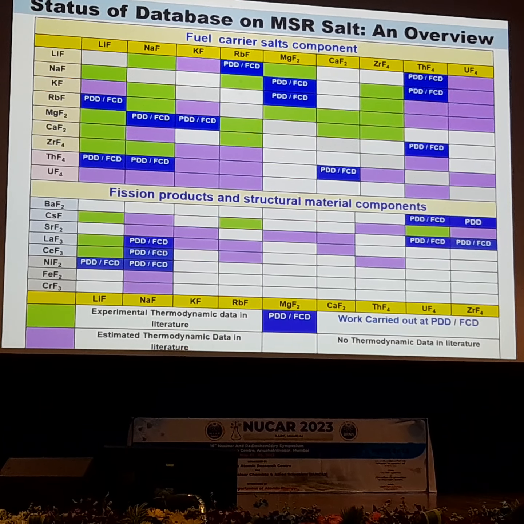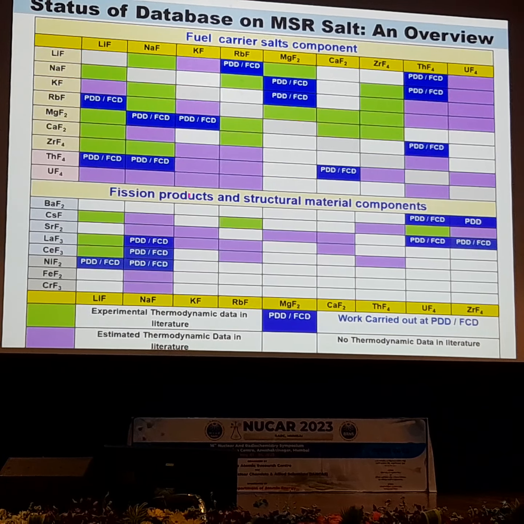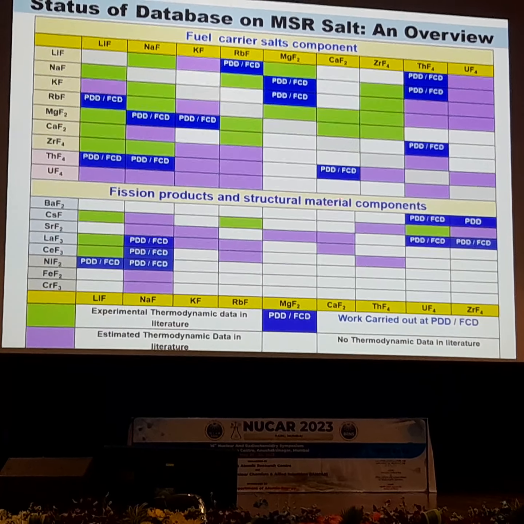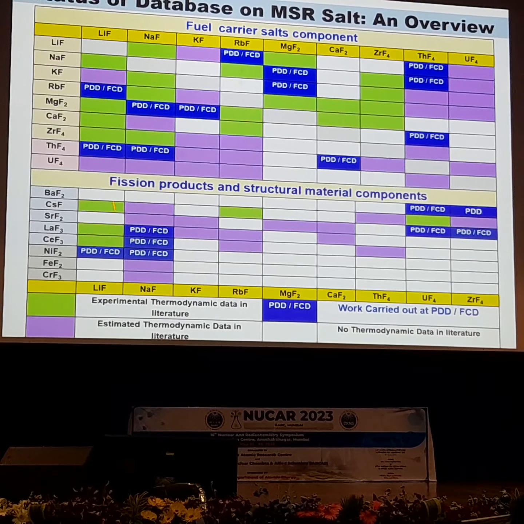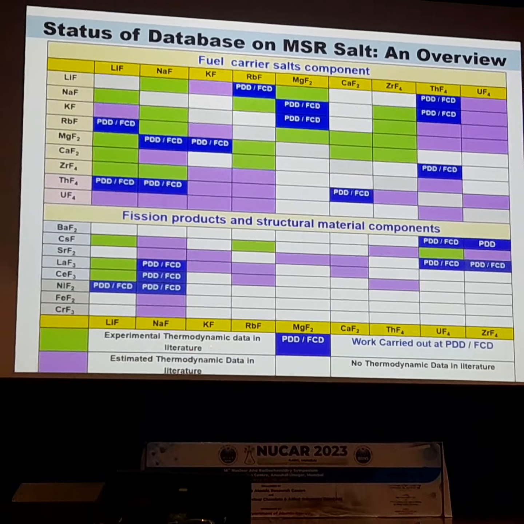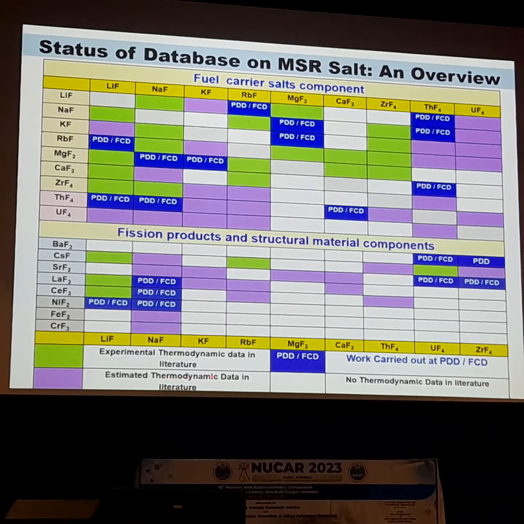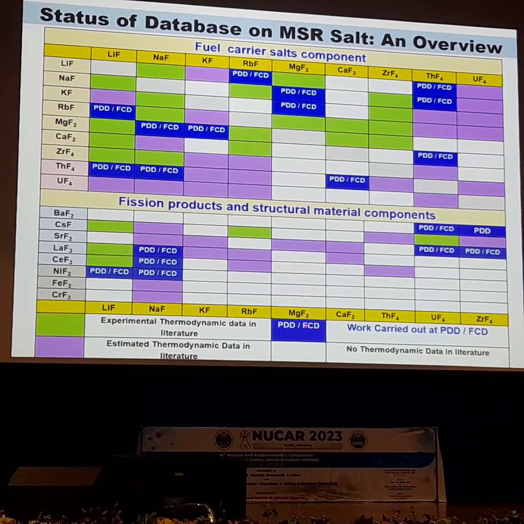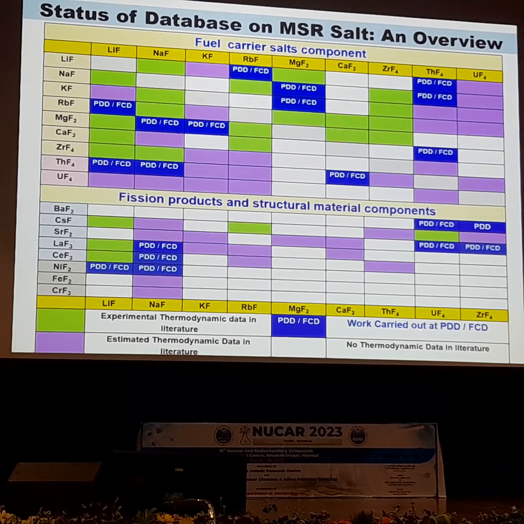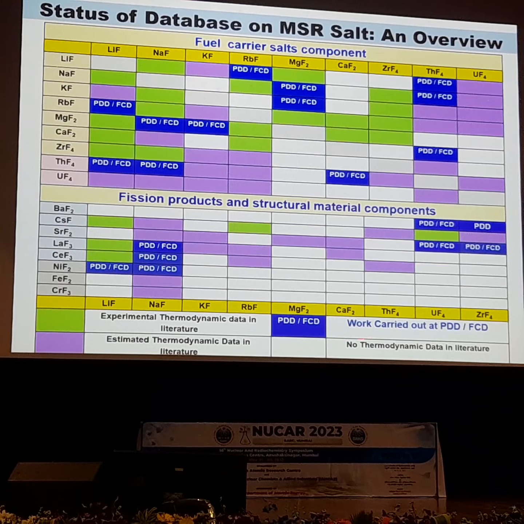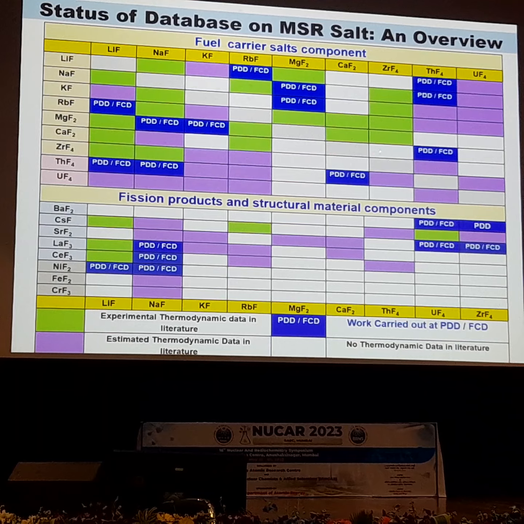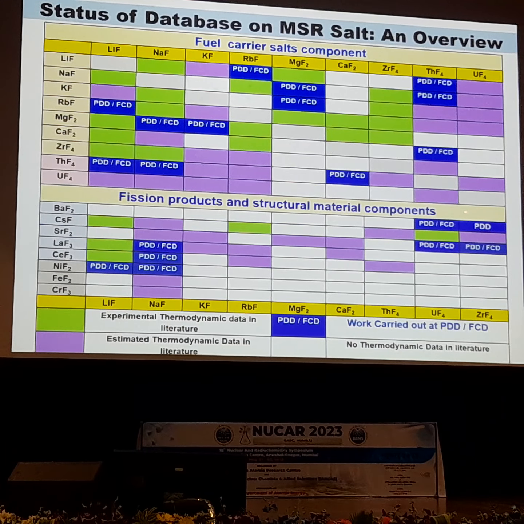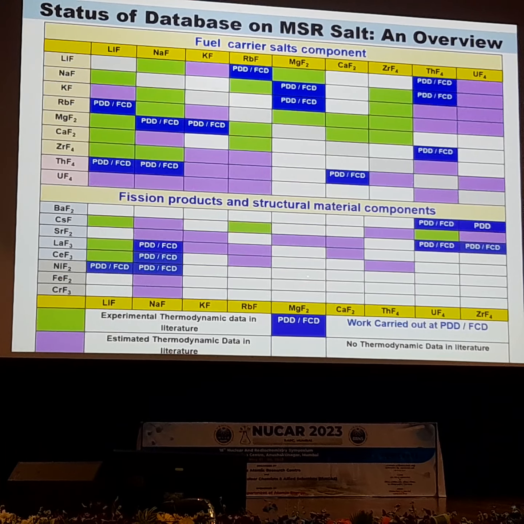So this is the status of the database in molten salt reactor as an overview. In this table, fuel carrier salts and fission products, structural material components and their mixtures, how we have studied. This green block is basically experimental thermodynamic data in the literature, and this violet is estimated thermodynamic data in the literature. This blue is basically the work carried out in PDD, FCD and RCNI group, and this white is no thermodynamic data in the literature. So if you can see, there are so many white blocks. Before going to the successful operation of molten salt reactor, these blocks should be filled.